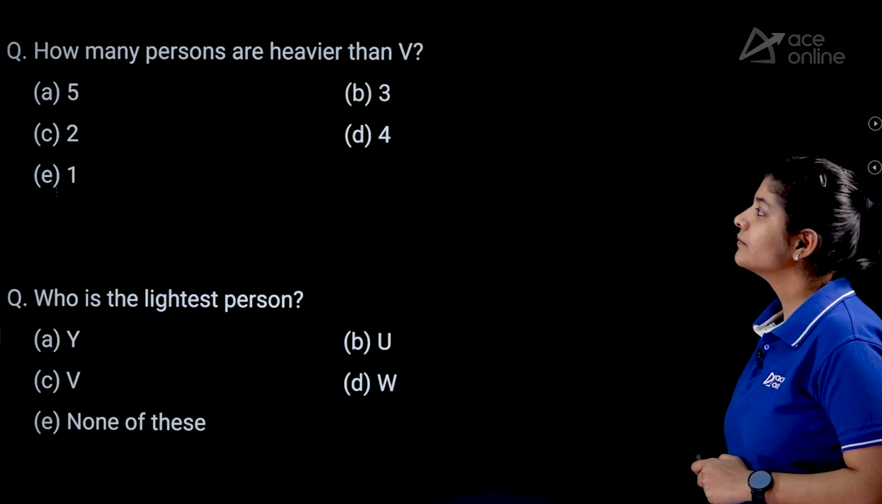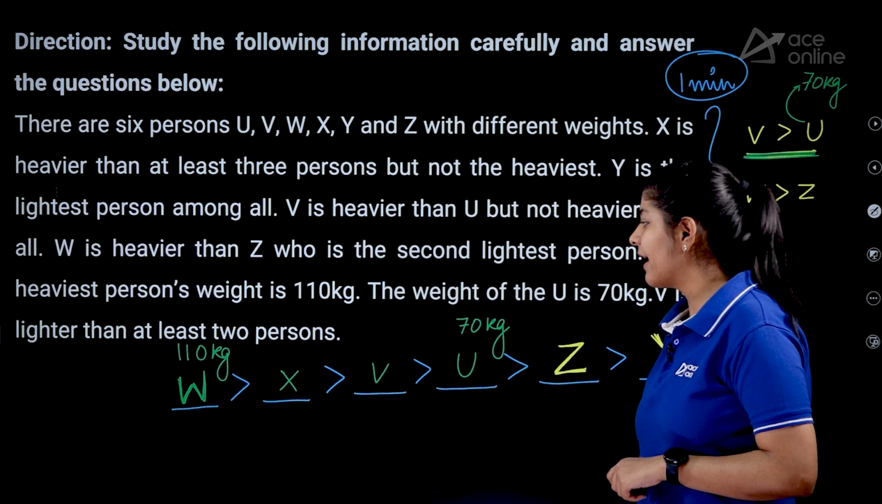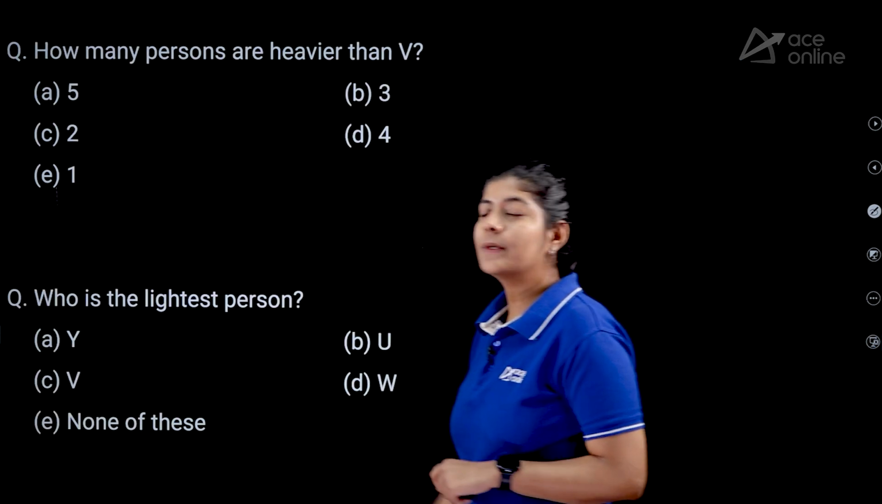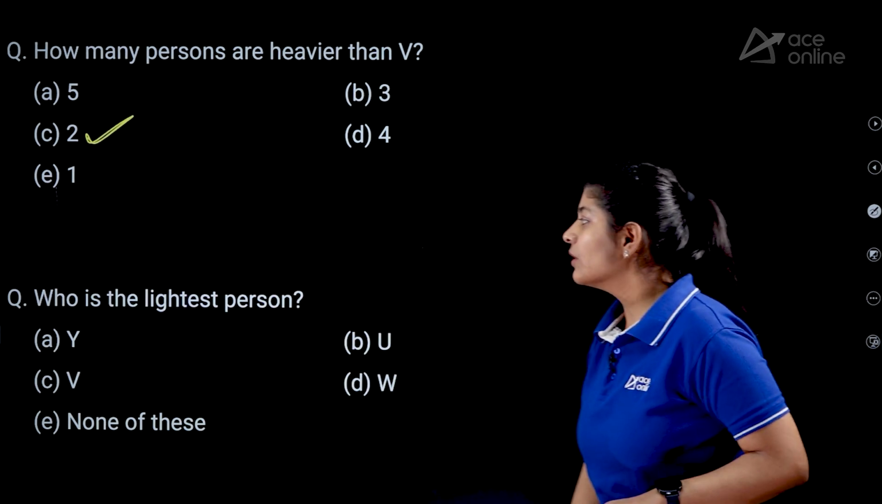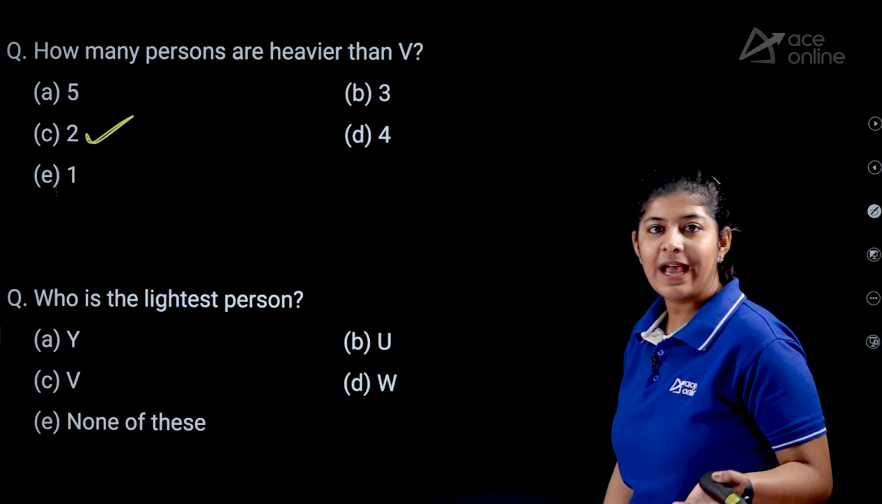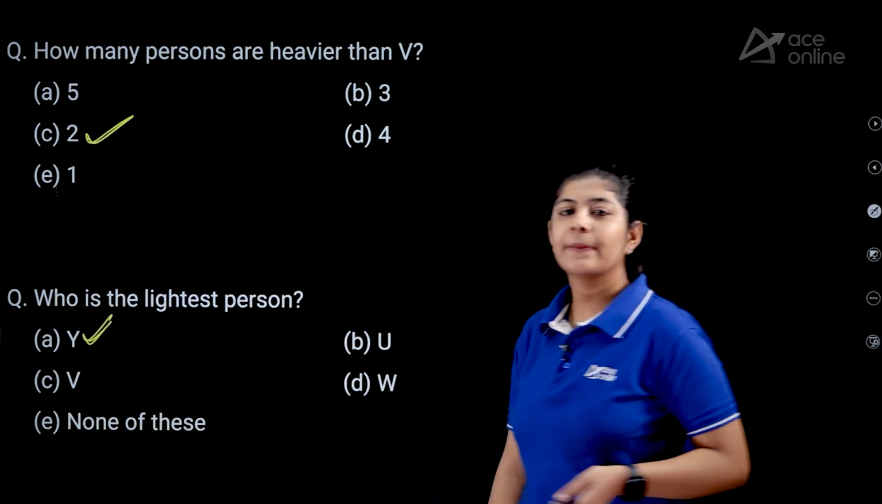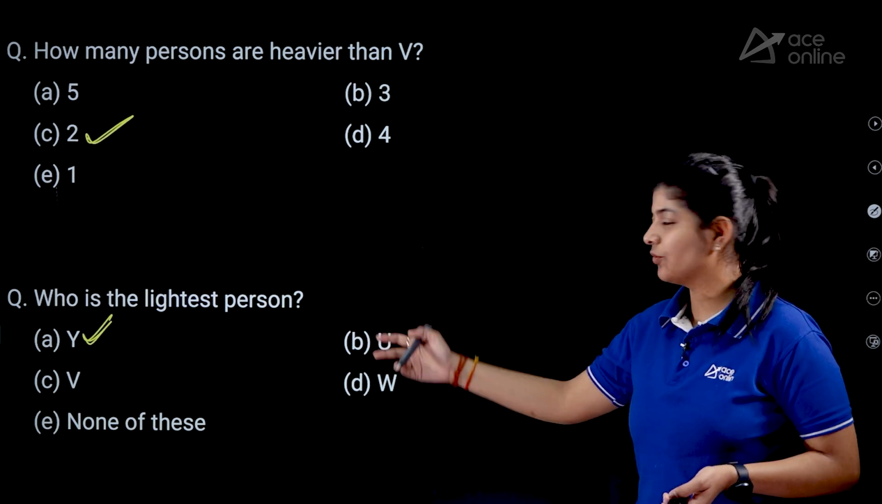Next. How many persons are heavier than V? So where we are having V, there are just 2 persons. That means option number C is the correct one. Next, who is the lightest person? We know that Y is the lightest person. So option number A is the correct one. This is clearly given in the passage only.